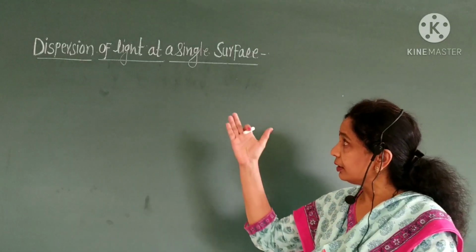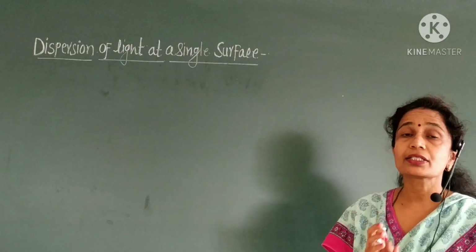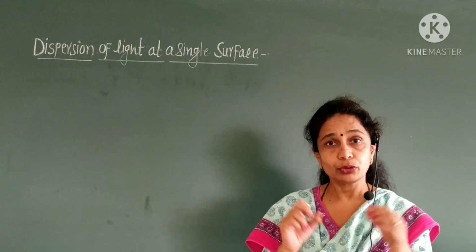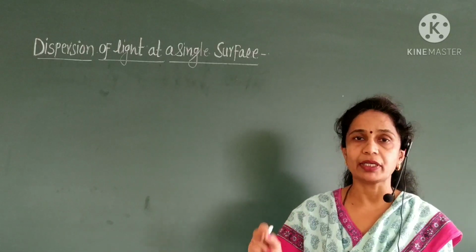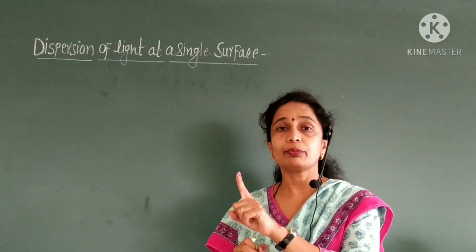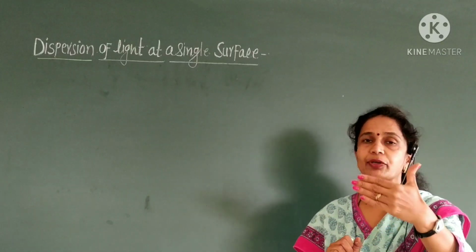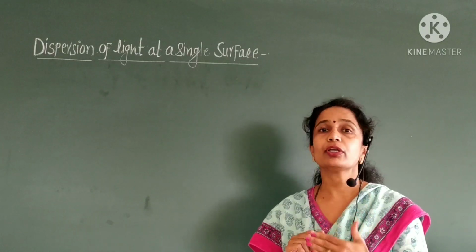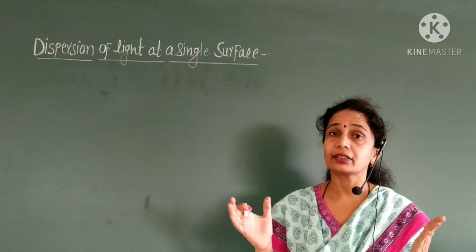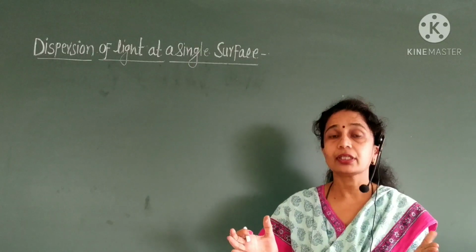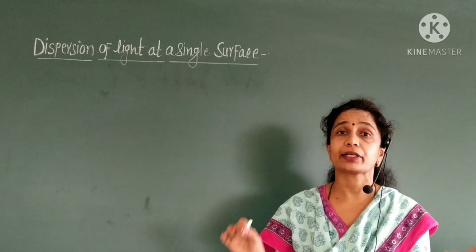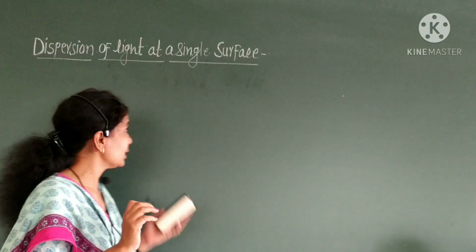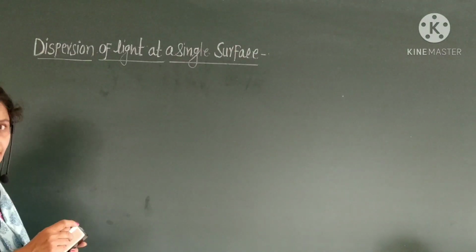Okay, then let us see what we mean by the dispersion of light. It is again a property of light. You know that the refractive index of a material depends on the frequency of a wave. As the frequency of the wave increases, the refractive index also increases. You know that light consists of 7 different colors. Each color has a different refractive index. Therefore, what do we mean by dispersion of light at a single surface?